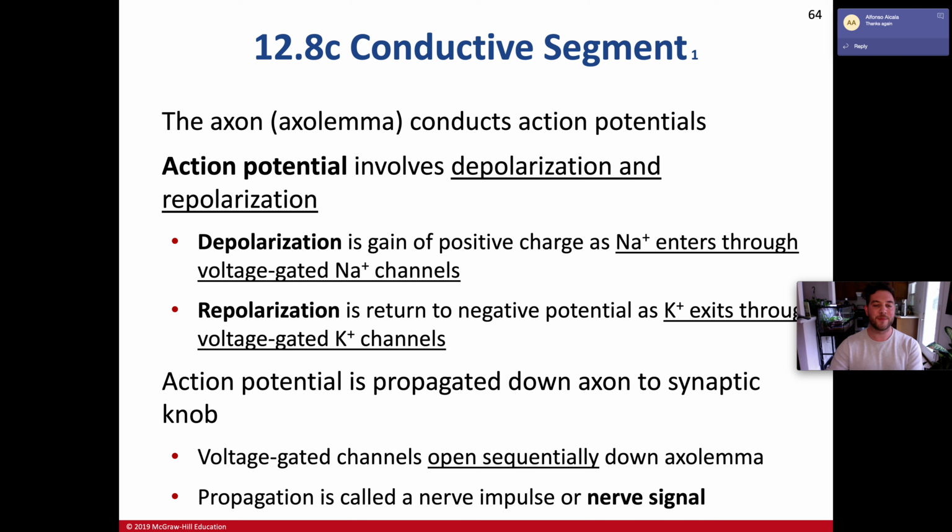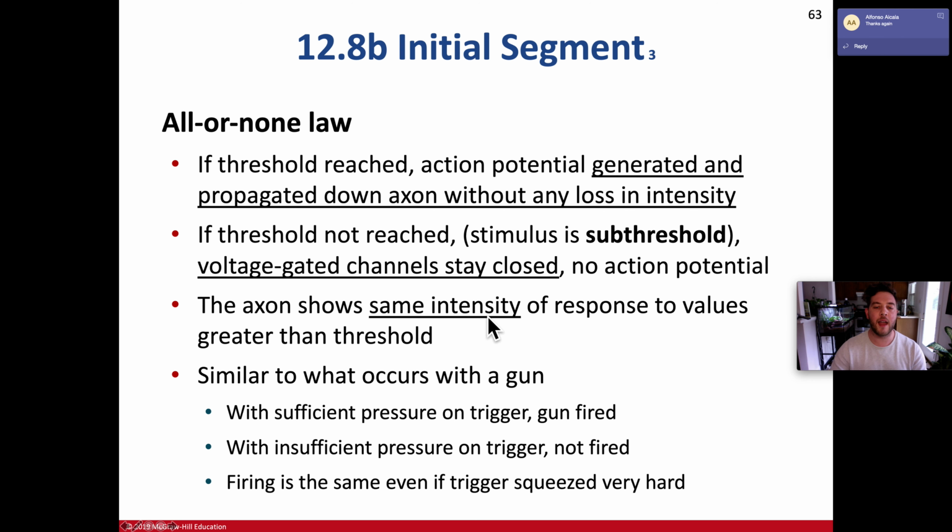Where are we? Here we go. If threshold is reached, an action potential is generated and propagated down the axon without any loss in intensity. Graded potentials do lose their intensity. They are short-lived. They do not last very long. And depending on the intensity of the stimulus, if you have a bigger stimulus, you will have a bigger graded potential. If you have a smaller stimulus, you'll have a smaller graded potential.